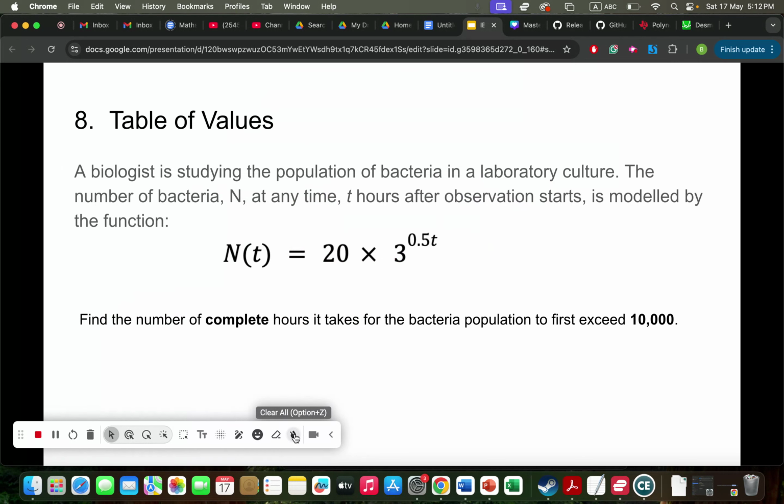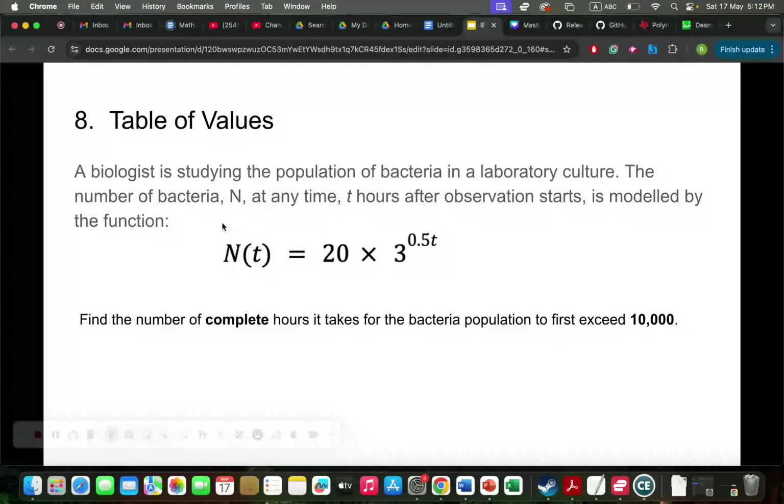Let's clear everything here. Another question that's very popular is basically using the table of values. The table of values is a very powerful feature when you get a question like this. It says that a biologist is studying a population of bacteria in a laboratory culture. They give you the function of the bacteria, which is N, at any time t hours after the observation starts, modeled by this function, which is 20 times 3 to the power of 0.5t. This is what we call an exponential function.